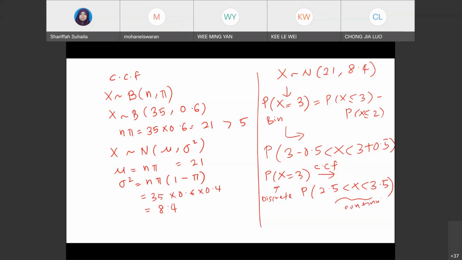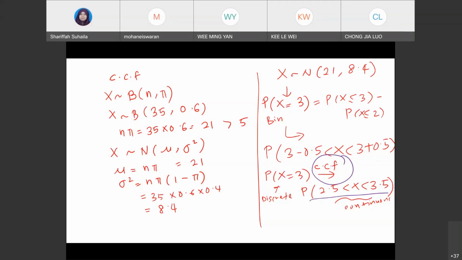Once you arrive here, between 2.5 and 3.5, then you need to standardize, change to Z, and read from your stats table. This is the first step: you need to change to an interval. For exactly 3, change plus minus 0.5, so lower limit minus 0.5, upper limit plus 0.5. That is the first one, and it is the easiest to memorize: X equals to 3, so minus 0.5, plus 0.5.